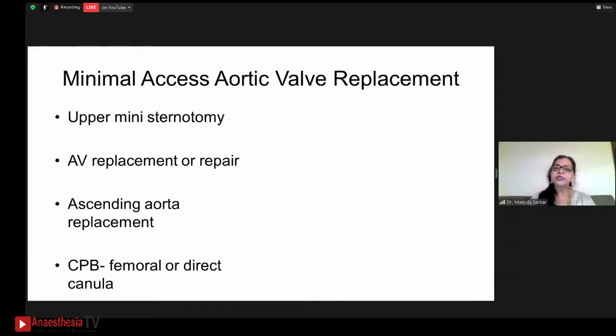Now, minimally invasive aortic valve replacement: an upper mini sternotomy is required. AV replacement or repair can be done. Ascending aorta replacement can be done. CP bypass with femoral or direct cannula is required.